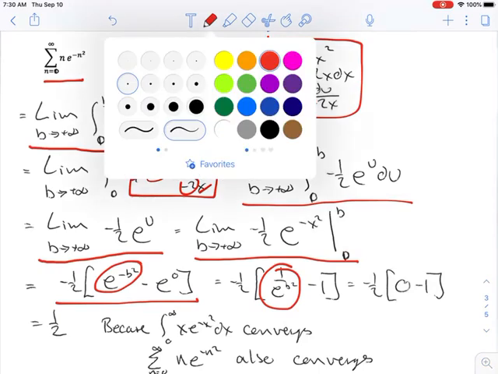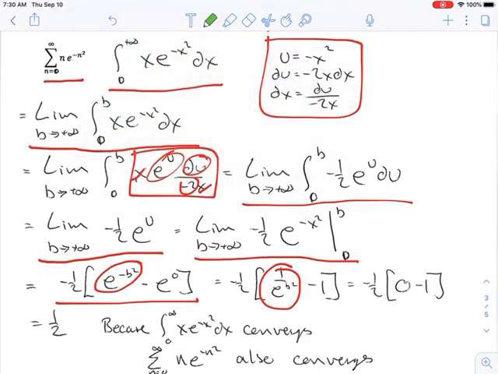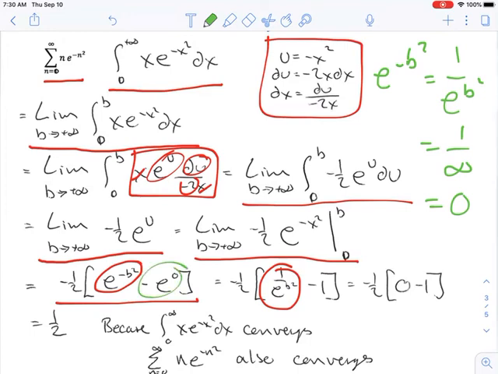So if we take e to the negative b squared and make it 1 over e to the b squared, it's easier to see that as the denominator gets infinitely large, the whole thing approaches 0. And I think we've discussed similar situations in other videos. And so then e to the 0 is 1. So this is 0 minus 1, which is going to be minus 1. Minus 1 times the negative 1/2 becomes 1/2.